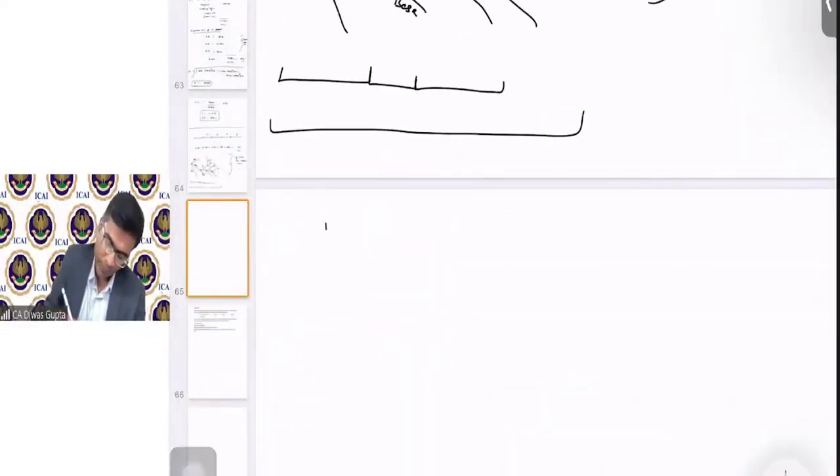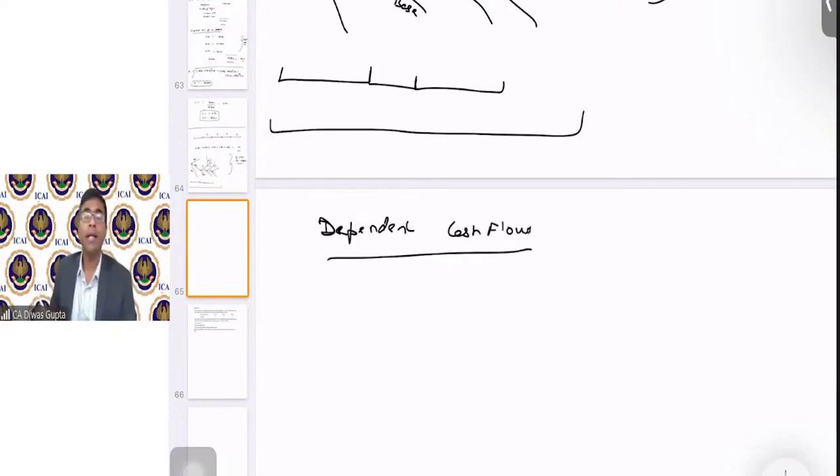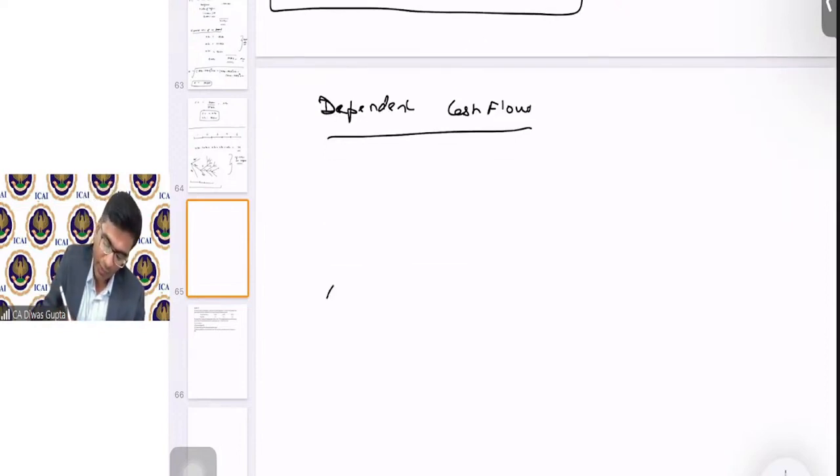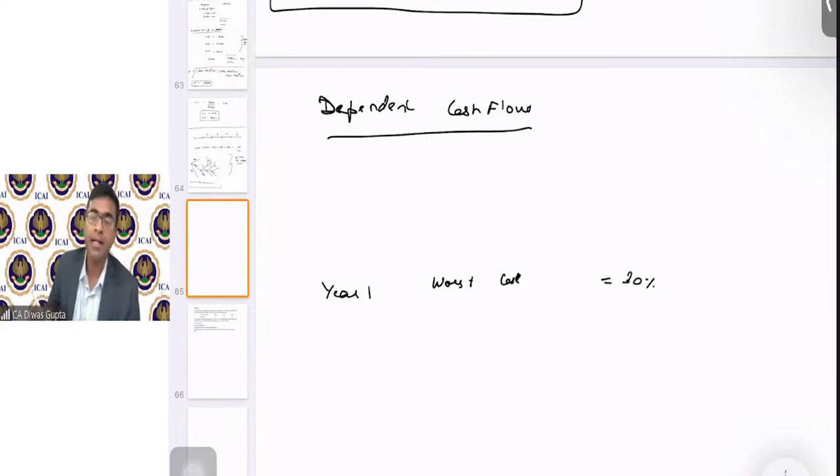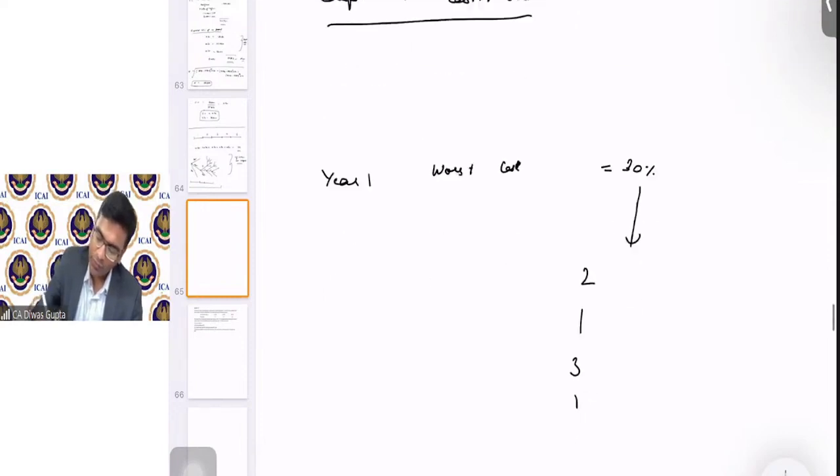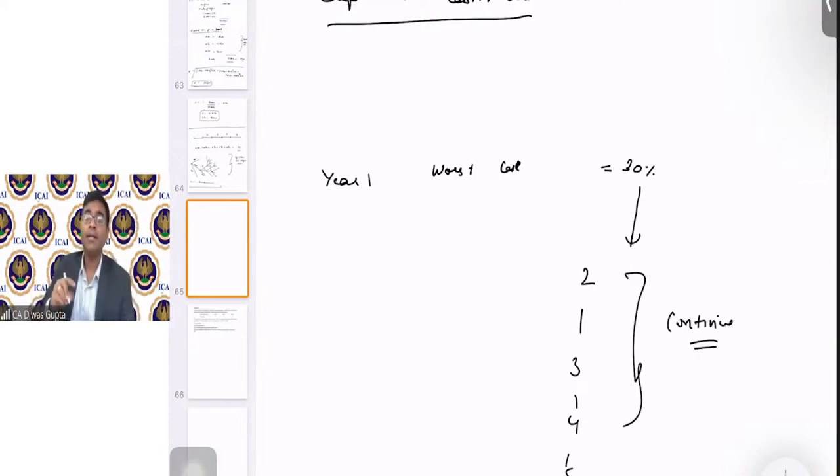Dependent, sorry, dependent cash flows. What do you mean by dependent cash flows? Dependent cash flow will mean that if in year one there is a worst case cash flow that has come, which is having a 30% probability, then year 2, year 3, year 4, and year 5, it will continue. That's why it is dependent, right?